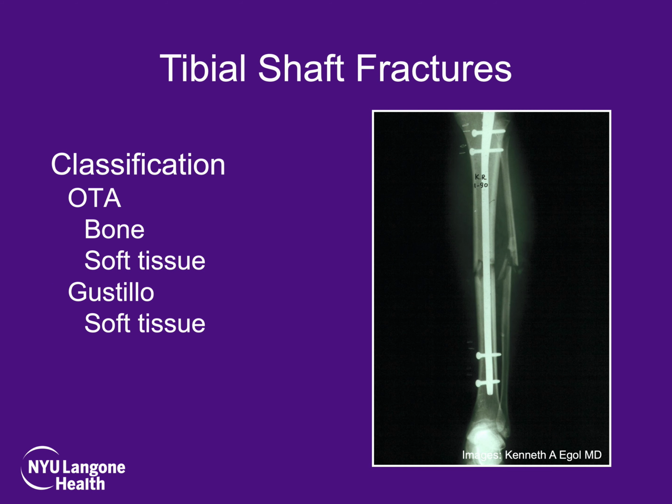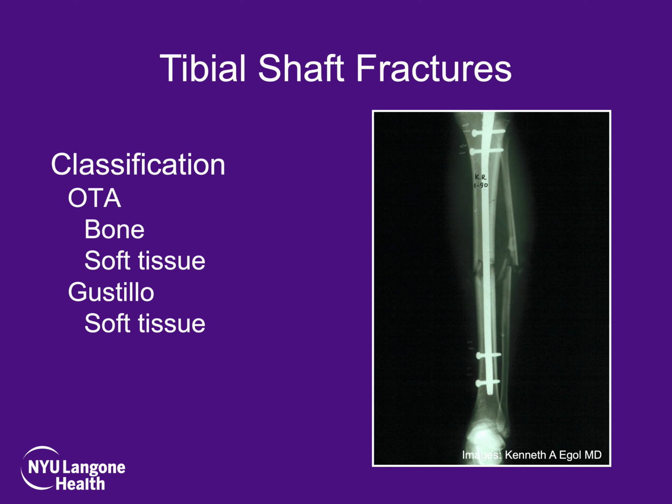The classification is usually descriptive, but the OTA type 42 is used as well. The 42A is a simple fracture. 42B is a butterfly or wedge fragment, and the 42C is the comminuted tibial shaft fracture.